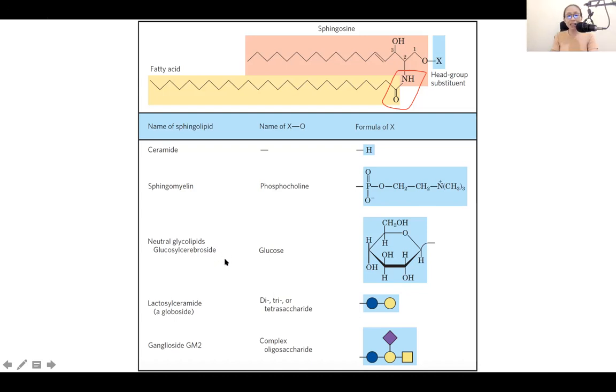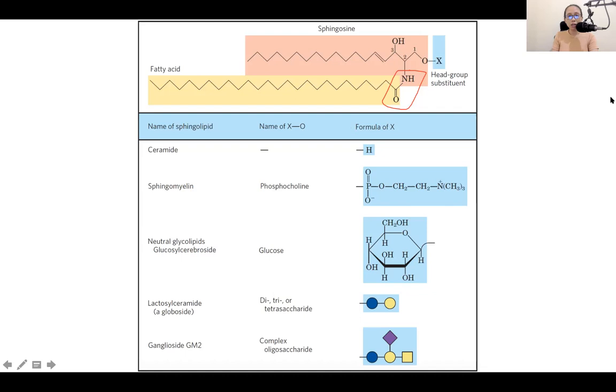A general class of sphingolipids called cerebroside. So kung glucose yung nakakabit sa kanya, that's a glucosyl cerebroside. Pwede ring disaccharide yung nakakabit sa kanya, tri or tetrasaccharides. For that case, we call that class of sphingolipids as globoside. And then, kung complex oligosaccharide na yung nakakabit dito, that's your ganglioside.